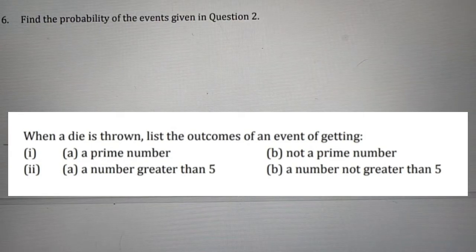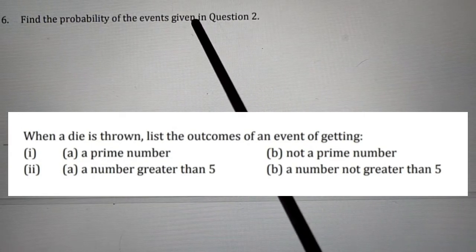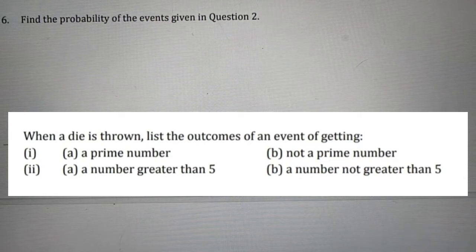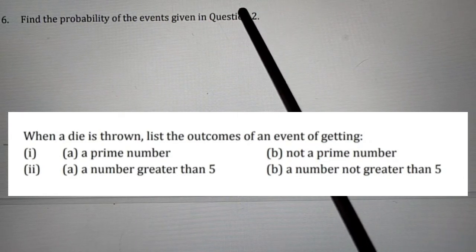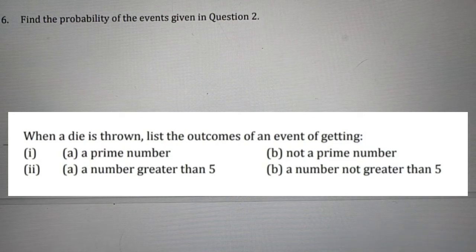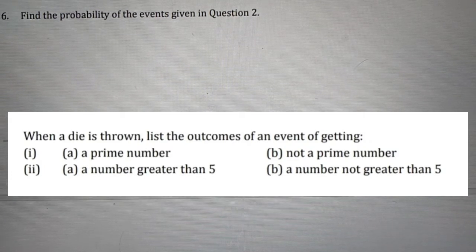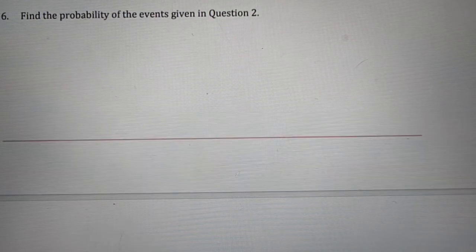So the next question is, find the probability of the events given in question number 2. Now see the question. In question number 2, we have the prime numbers, the non-prime numbers, the numbers greater than 5 or not greater than 5. Previously we listed out the favorable outcomes. Now we find out the probabilities related to the favorable outcomes. And what is the formula? The favorable outcomes divided by total outcomes.